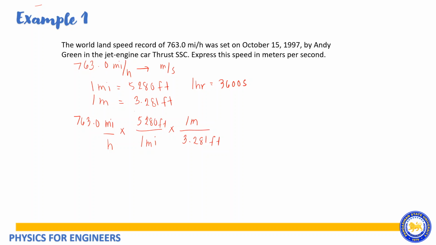Hour, gawin natin seconds. So, kailangan makancel si hour. Lagay natin sa numerator. 1 hour ay equivalent sa 3,600 seconds. Okay? Then, tignan natin. Mile, cancel. Feet, cancel. Hour, cancel. So, matitira na lang ay meters at saka seconds. Okay? So, i-calculate na natin.